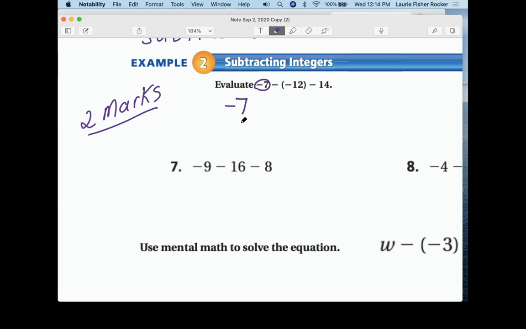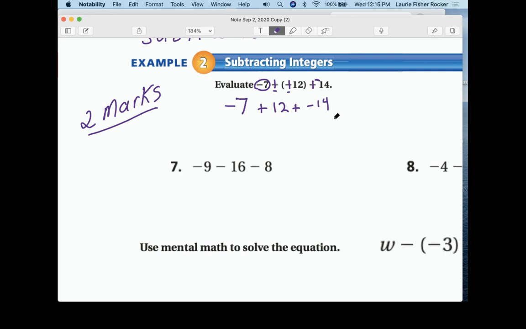So the -7, and then we do 2 marks. So minus -12 is the same thing as adding +12. Those are 2 marks. So adding the opposite. So it becomes plus 12. And then we go here and it says minus 14. Oh, there's another subtract. So we can do our 2 marks. Subtract 14 is the same thing as adding -14. It's a little minus sign. So plus -14.